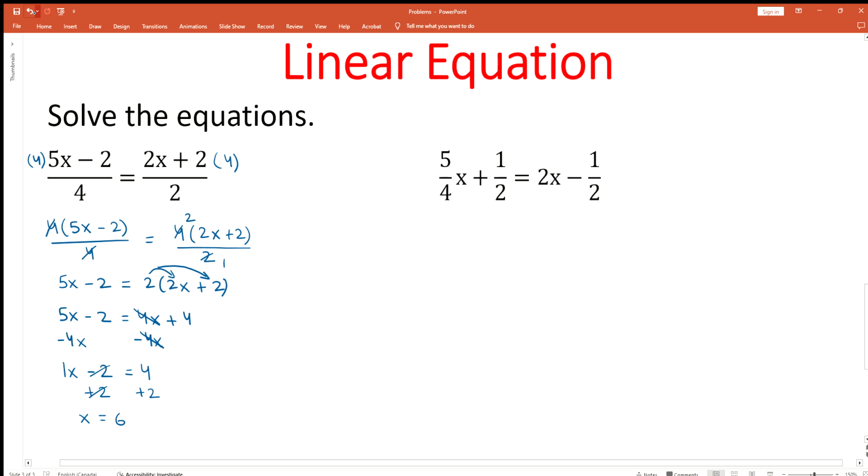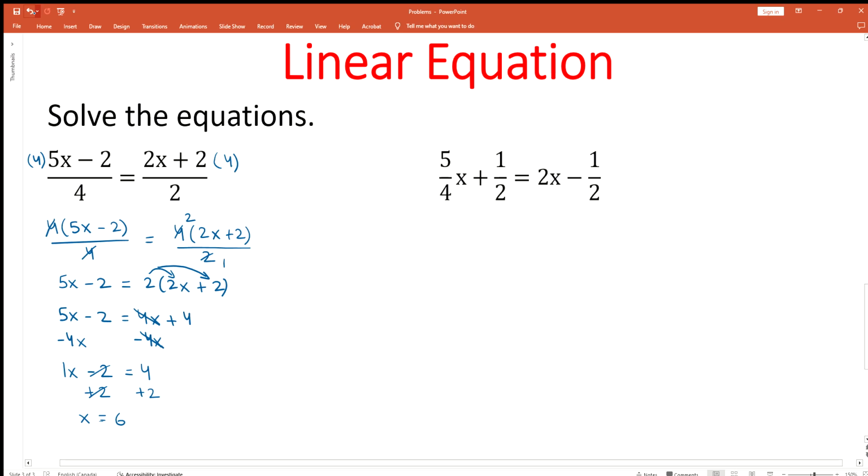Now we can solve the second equation. (5/4)x + 1/2 = 2x - 1/2. In this equation, there are 4 terms: 5/4 x, 1/2, 2x and negative 1/2. 3 of these terms are in fraction form.